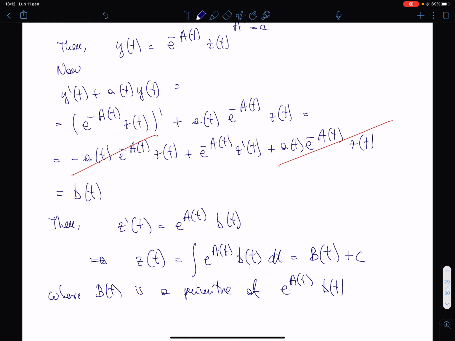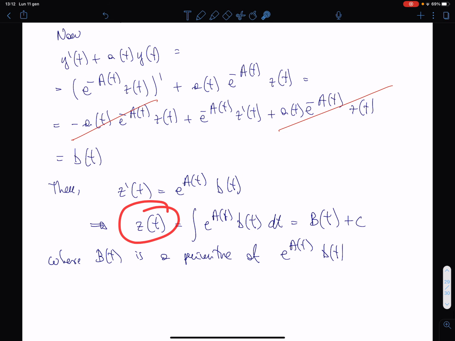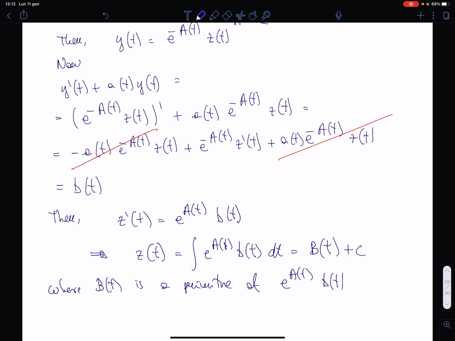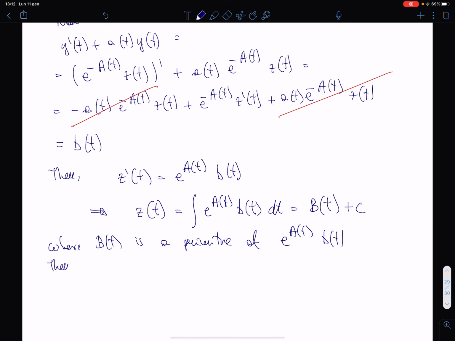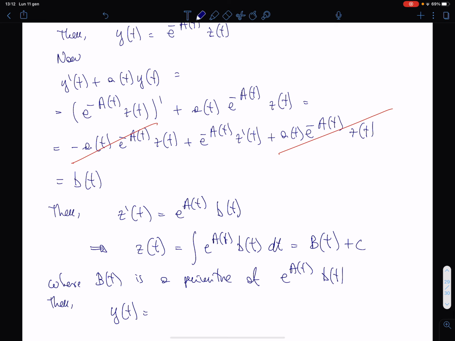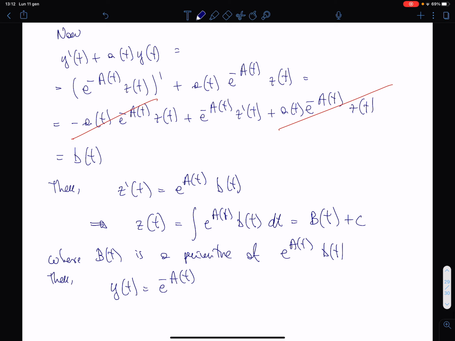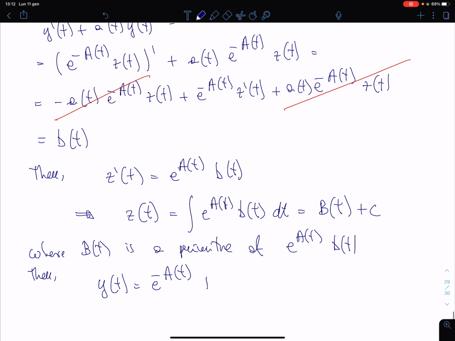Now here we found z, and now we have to go back from z to y. So we end up with y of t, which is equal to e to the minus capital A of t, then z, which is capital B of t plus c.